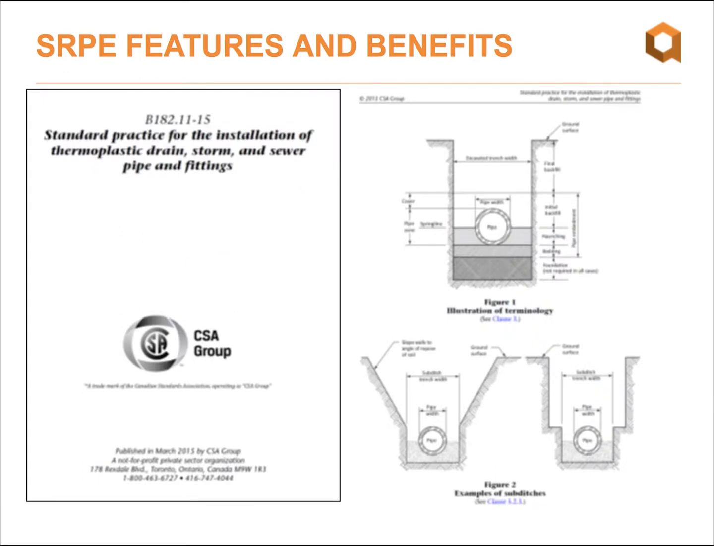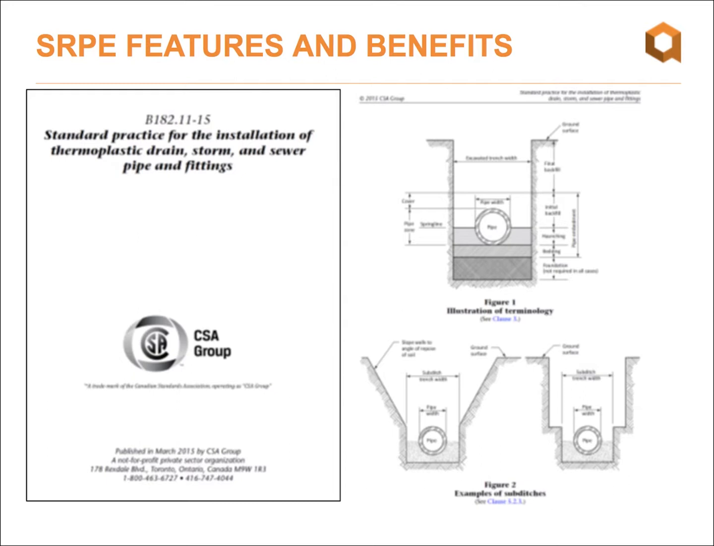Steel reinforced polyethylene pipe is classified as a flexible pipe under the CSA standards, and as such, it can be installed relying on the CSA B182.11 standard practice for the installation of thermoplastic, drain, storm, and sewer pipe and fittings. I'm sure all of you in our audience are familiar with these typical trench designs that are excerpts from the CSA standard I just mentioned.